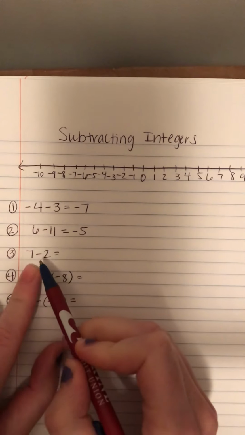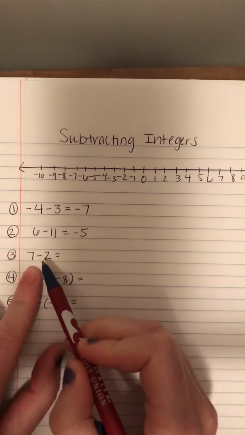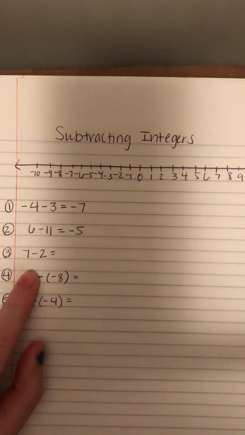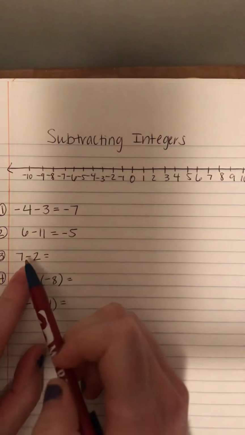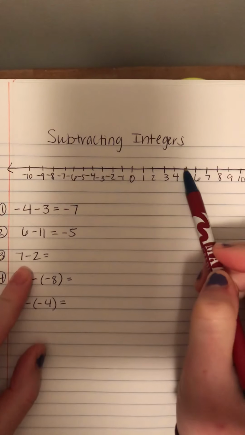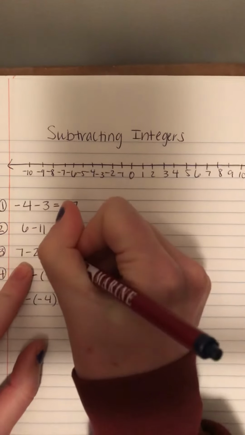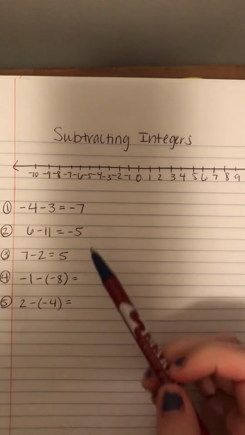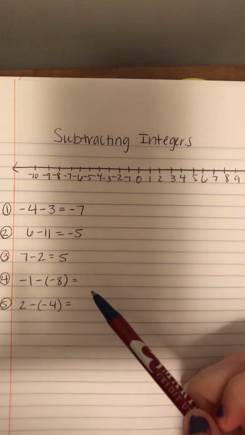All right, next one, I have 7 minus 2. So this one we should know is just a regular 7 minus 2. If you want to use the number line to help you with this, you can, but you don't have to. We already know what 7 minus 2 is, but if you want to use a number line starting at 7, subtracting 2, we end up at positive 5. Okay, so those first 3 are pretty straightforward. The next 2 are a little bit different.